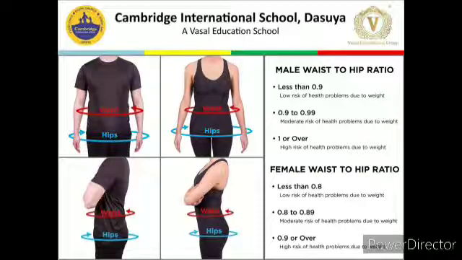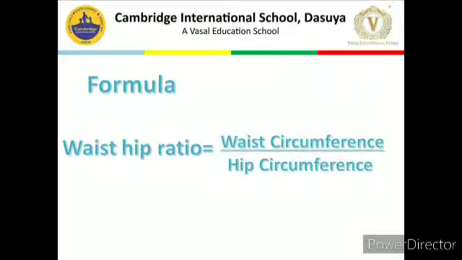So we will come to know about the next page. What is written over there? Beta, next is formula. Formula, as I told you, waist hip ratio is equal to waist circumference over hip circumference. This is the formula to calculate waist hip ratio.